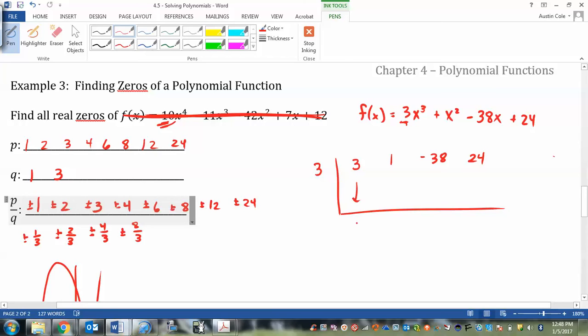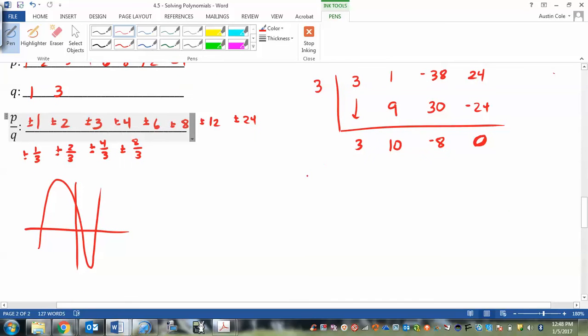So, bring down my 3, multiply to get 9, add to get 10. Multiply to get 30, add to get -8, multiply to get -24, and I get 0 here. So that means x minus 3 is a factor, and now I'm left with 3x squared plus 10x minus 8.